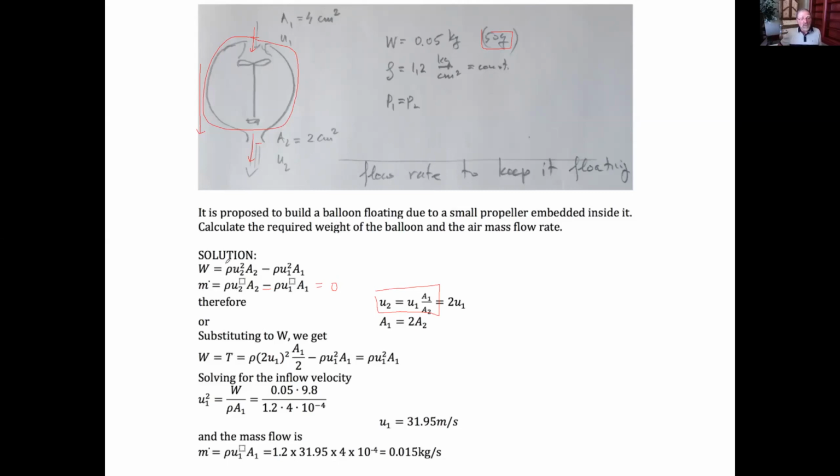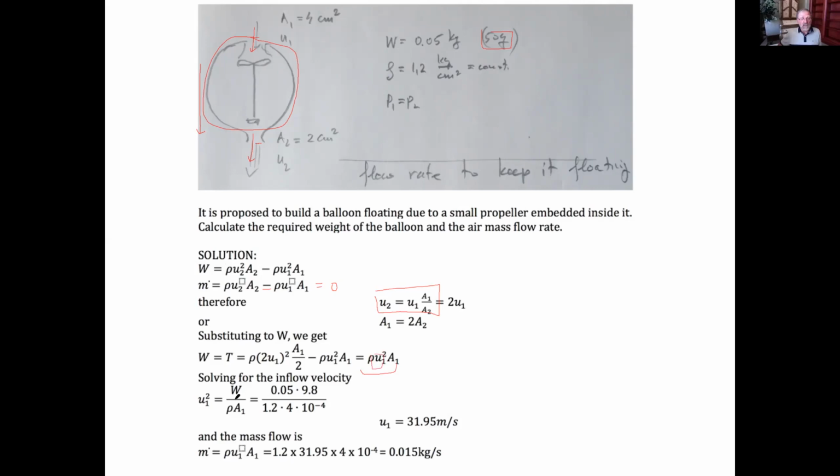It's going to be rho. Instead of u squared, I'm going to put 2u1 squared. The area is actually 1/2. And then rho u a2, this term remains the same. And we ended up with that quantity. So now we can calculate how much the velocity is.